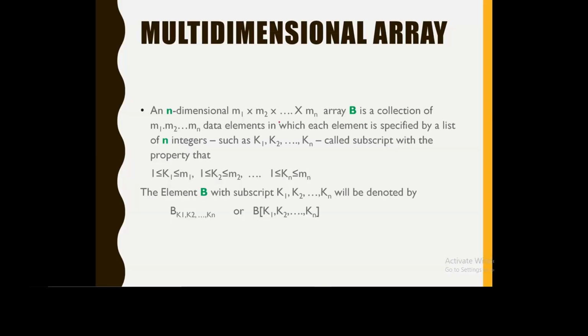Will not go into that in detail. Now, what is the memory representation of these n-dimensional arrays? We can represent them in row major order or column major order, row major form or column major form.